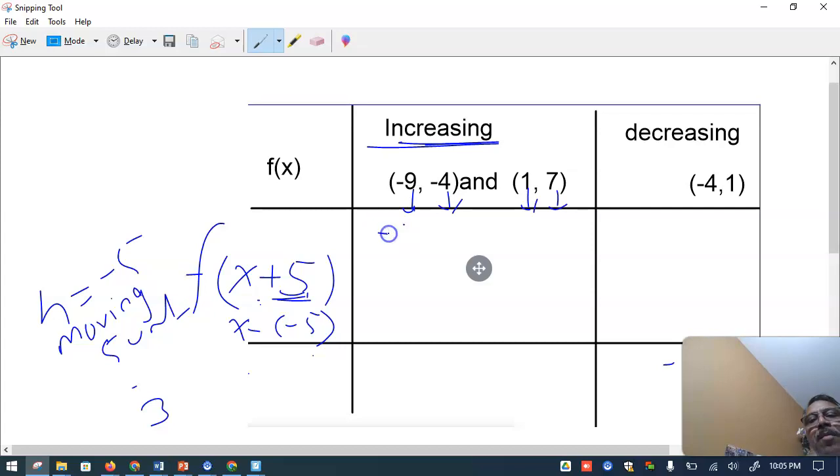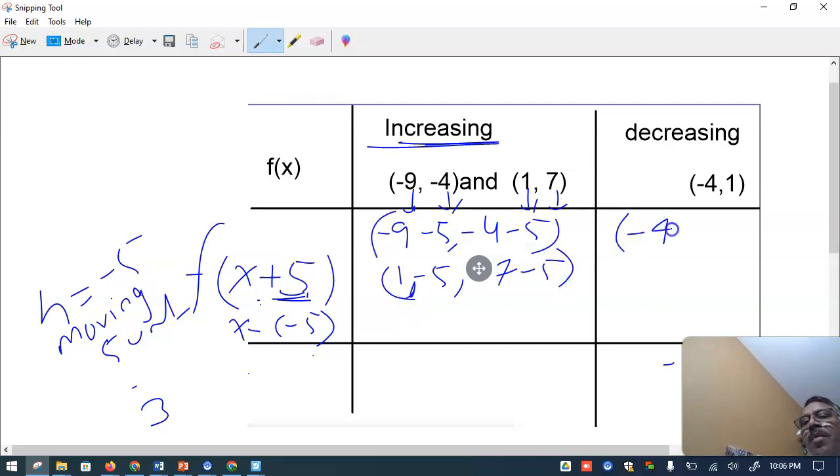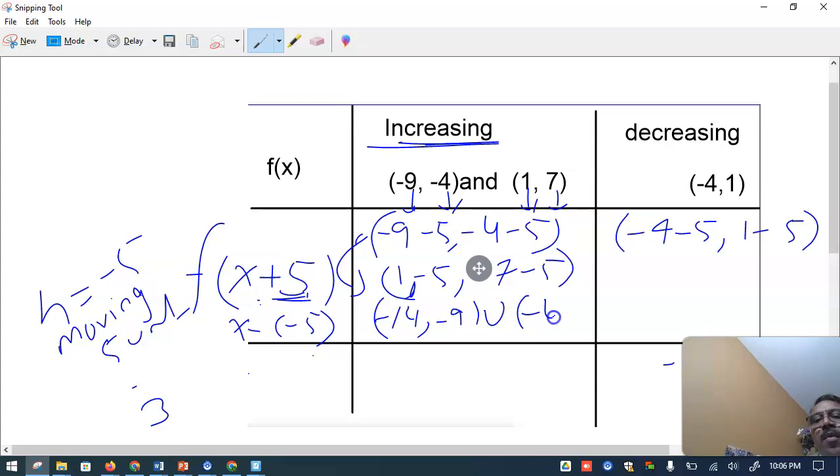So that means minus 9 minus 5, then minus 4 minus 5, and 1 minus 5, 7 minus 5. So this is how you're going to get the answer. And this side you do the same thing, minus 4 minus 5, and 1 minus 5. So this answer will turn out to be negative 14, negative 9 union, and this will be minus 4 and 3, and this will be minus 9 and then minus 4.